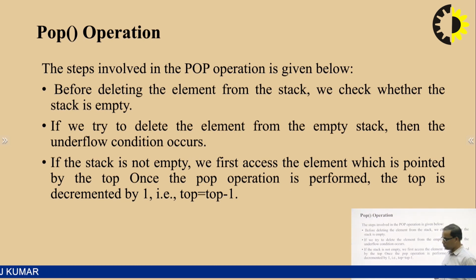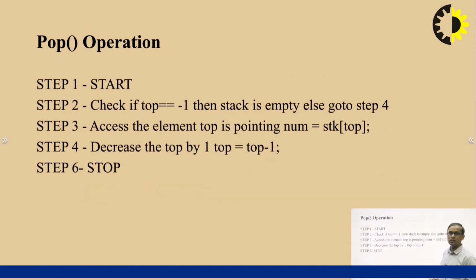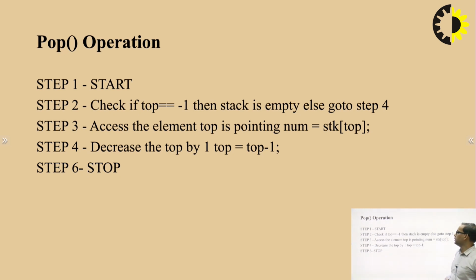Top is equal to top minus 1. These are the steps that we implement inside the pop operation. At first we check if top is equal to -1. If this condition is true, it represents that the stack is empty, there is no element to be deleted. Our program control will come out from the loop, and the program will exit.